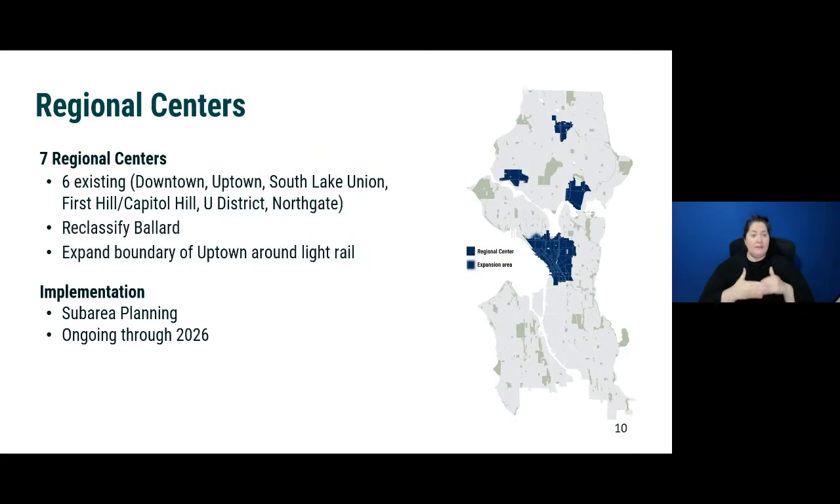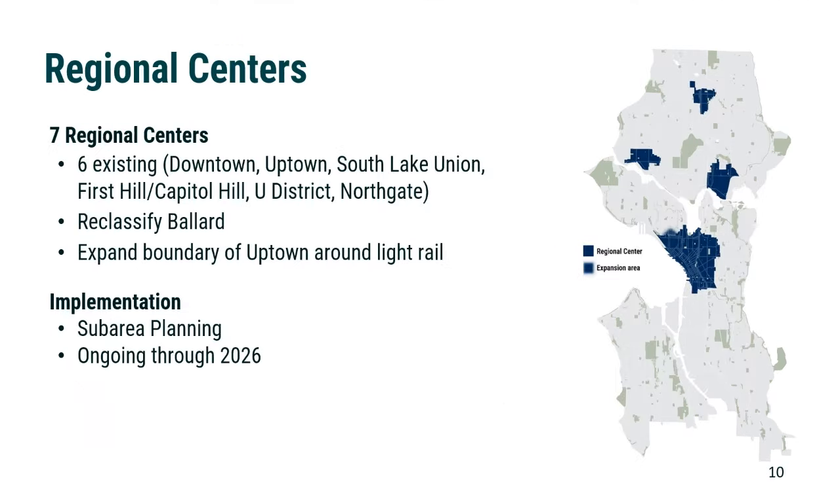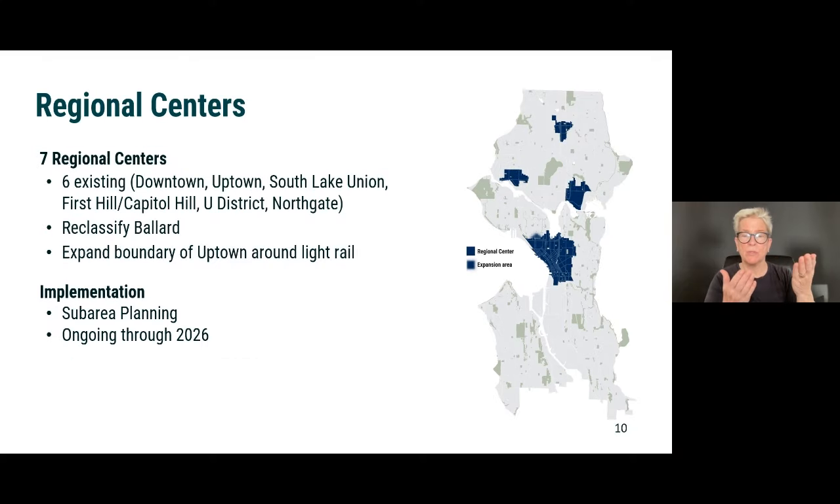Next slide. So next, I'm going to talk through the location of each of those place types, the role that they would play and the changes that we're proposing. So the first of those is regional centers. There are six regional centers today: downtown, uptown, South Lake Union, First Hill, Capitol Hill, U District, and Northgate.